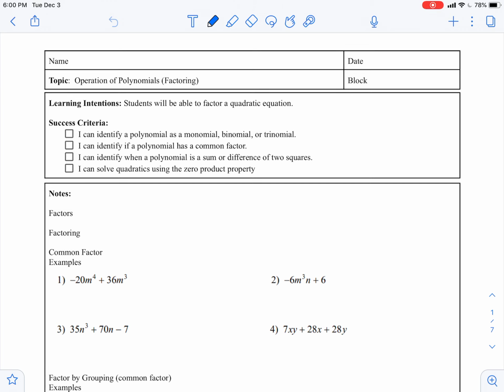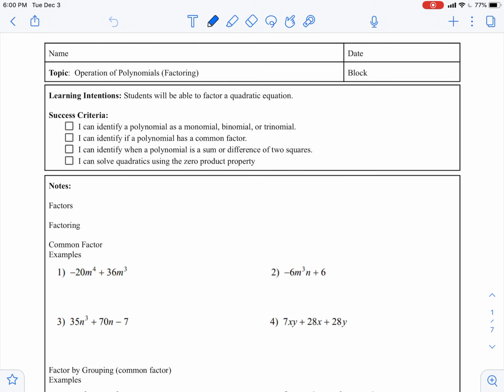So remember that when we talk about the factors of something, an example is if I have, let's say, the number 12, then the factors of 12 would be 1 and 12, 2 and 6, 3 and 4. So all of those are factors of the number 12. And so if you had, let's say, another number like 20, so the factors of 20 would be 1 and 20, 2 and 10, and 4 and 5.